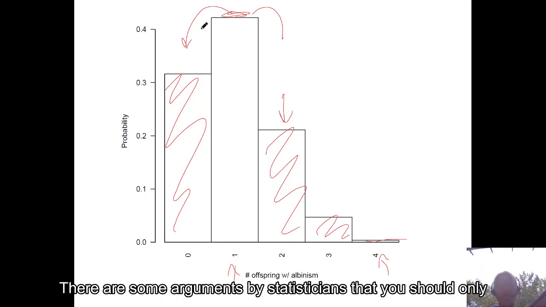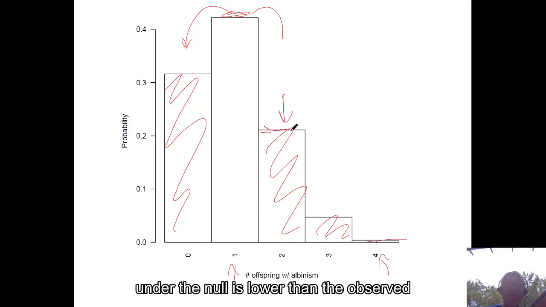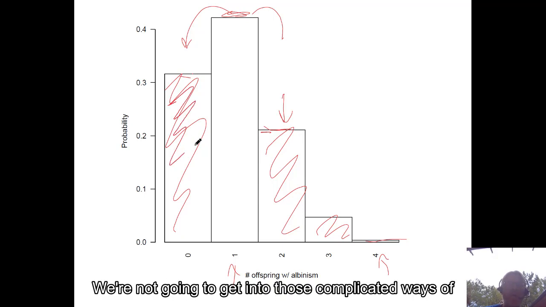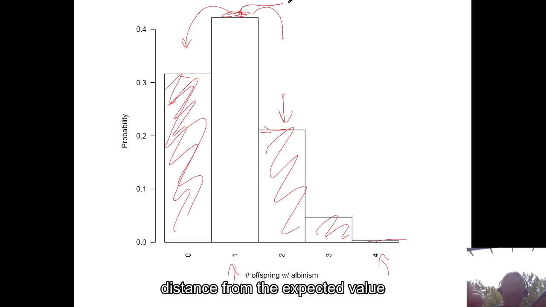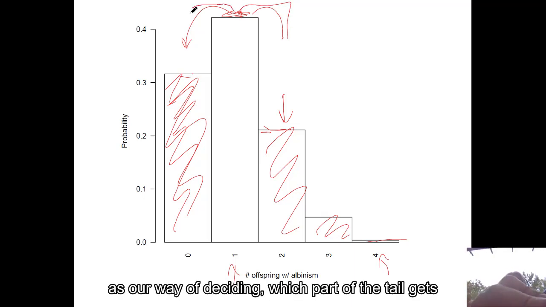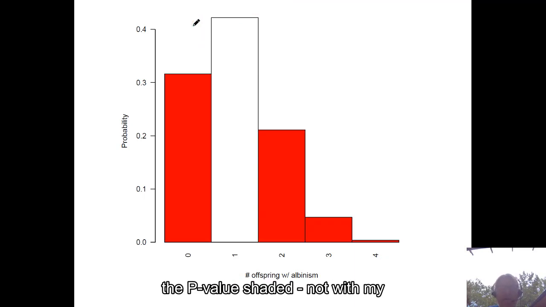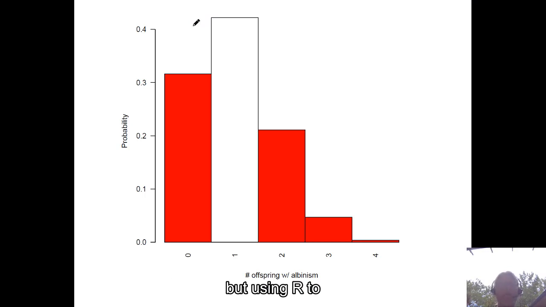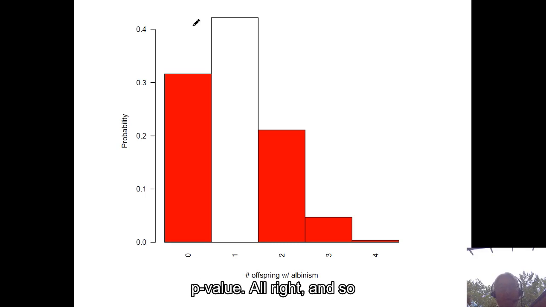There are some arguments by statisticians that you should only consider entries here where the probability under the null is lower than the observed data. Since 0 is a higher probability, we wouldn't exclude it from the p-value. But we're not going to get into those complicated ways of doing this binomial test. We're just going to use the distance from the expected value as our way of deciding which part of the tail gets colored in. So here's the p-value shaded in, not with my horrible job coloring it in with my pen, but using R to program that. We can see it's a pretty appreciable p-value, all right?